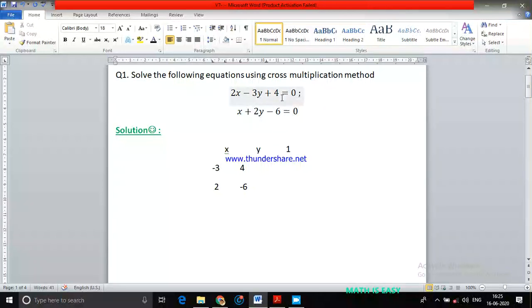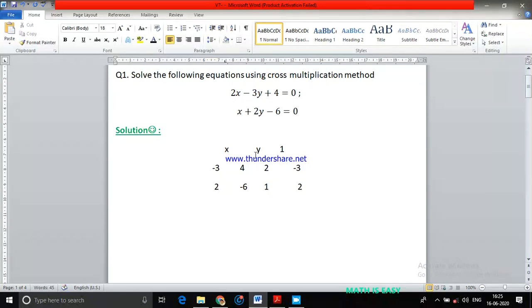Then after writing the constant terms, I have to write the x coefficients. In the first equation, the x coefficient is 2. In the second equation, the x coefficient is 1. After writing this, you have to write the y coefficients again, that is minus 3, and in the second equation the y coefficient is 2. So you have to understand this process, how to write. Why we are writing this way, we'll discuss later, but how to write, you understand it now.